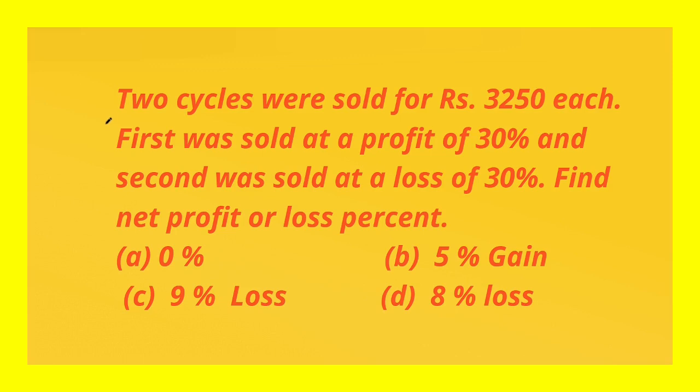We go to the next question. Our question is, 2 cycles were sold for rupees 3,250 each.